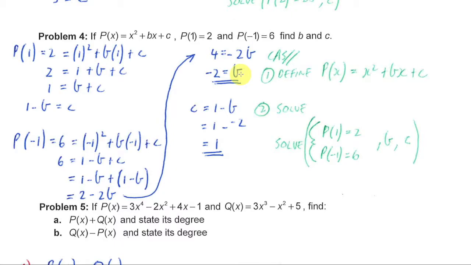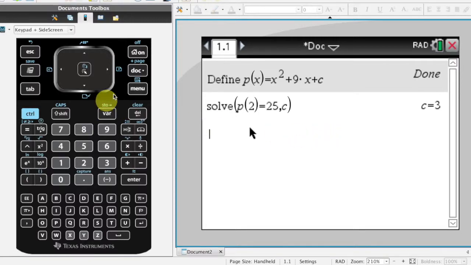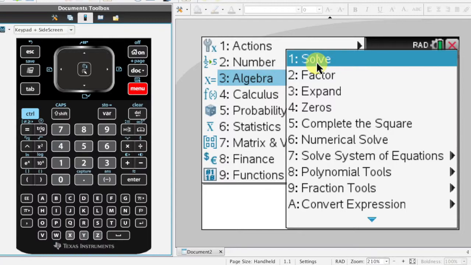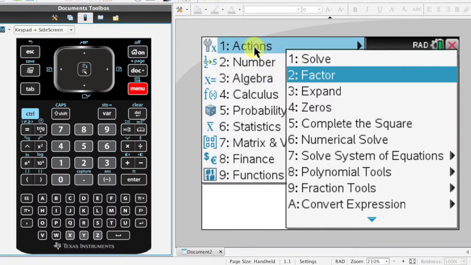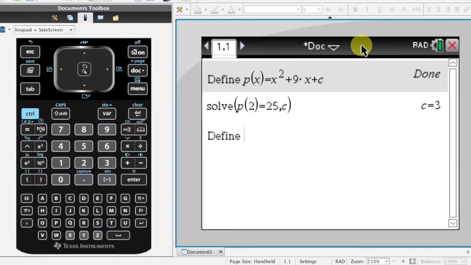What's c equal to? I go back to this rule. So c is equal to 1 minus b. I now substitute negative 2 for b to get c equaling 1. So a little bit of work in that. Obviously I can use my CAS calculator as well, so I can define p of x and then solve. So menu, algebra, menu, actions, define. So I'm going to redefine p of x.